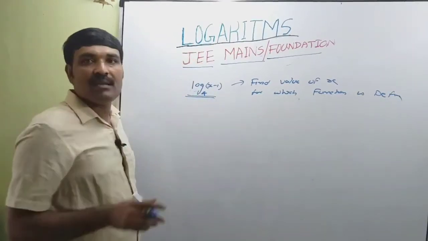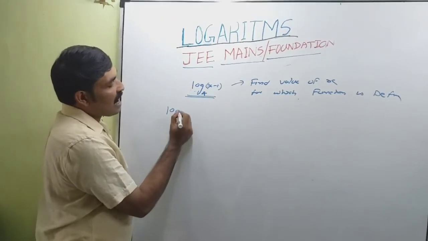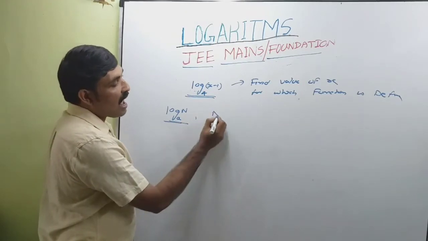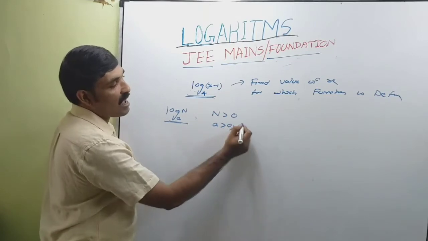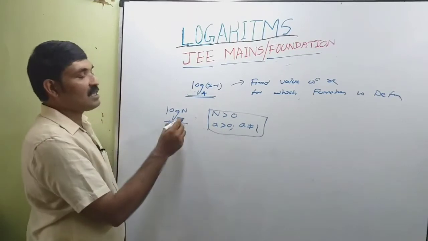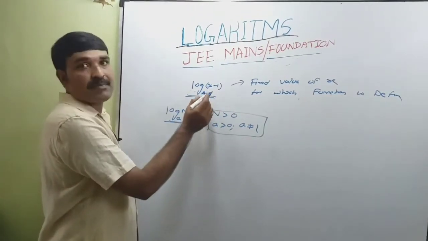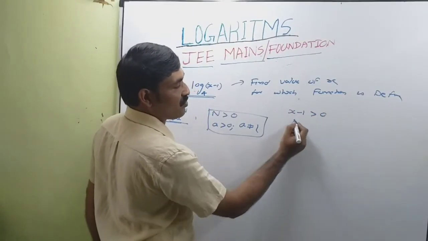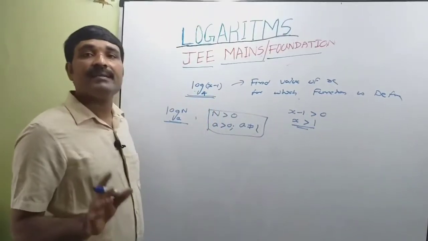And now using the property of logarithm, log n to the base a is defined if n is greater than 0, a greater than 0 and a not equal to 1. This is the condition for which this function is defined. So apply this condition here. Here n is x minus 1. That means x minus 1 greater than 0 or x greater than 1. So x should be greater than 1.